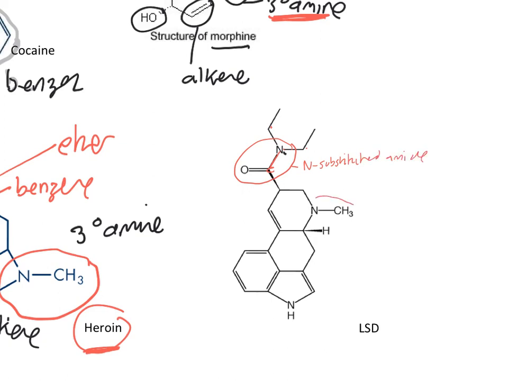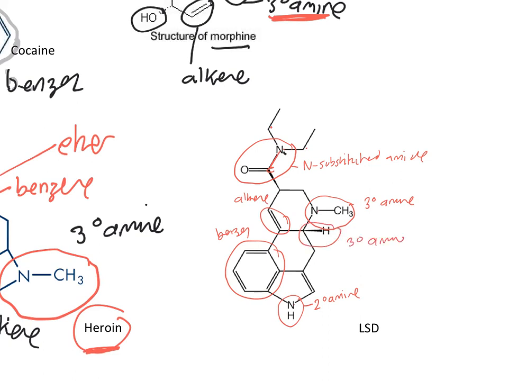Here we have, this time this is an amine because it's not next to a carbon with a double bond oxygen, and again it's a tertiary amine. Here we have, again, a secondary amine. Why is it a secondary amine? Because it's joined to two other carbons. There's a benzene ring, here's an alkene group, and here we have another tertiary amine, and this looks like an alkene group here.